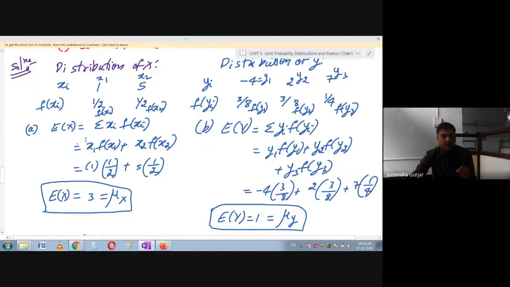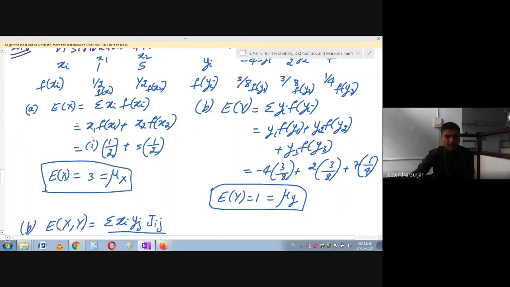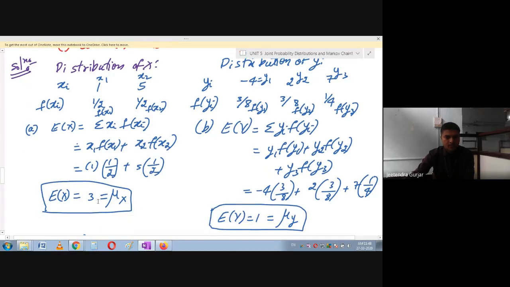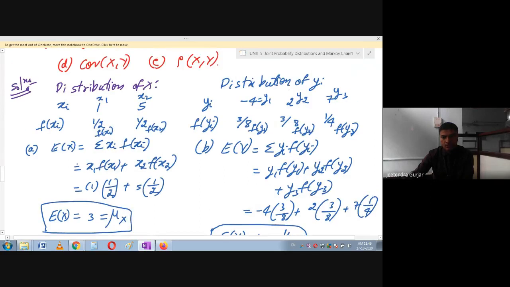Now substitute in the E of x formula, that is sum of xi into f of xi's. So if you substitute the values, x1 is 1, f of x1 is 1 upon 2, plus x2 is 5, f of x2 is 1 upon 2, you are going to get the value 3. This expectation of x is equal to 3, which is nothing but the mean of the x random variable. Next, we'll go for the distribution of y.